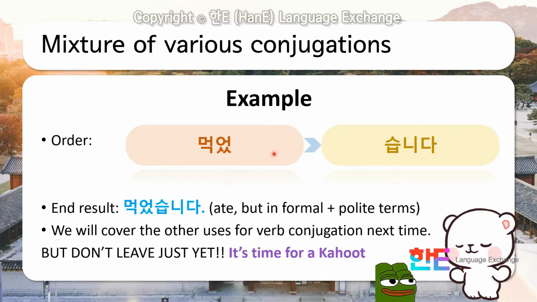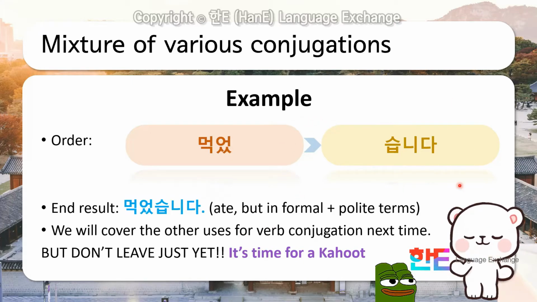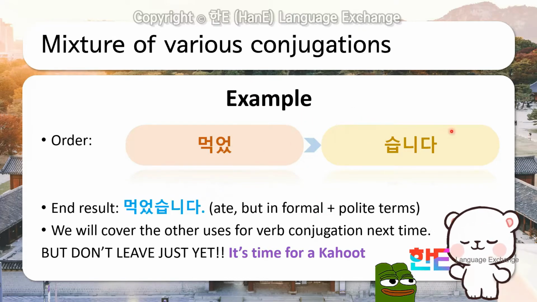영화를 봤습니다. Yeah, so that is basically how you mix them together to have a more complex conjugation that takes both of them into account. So the tense and the formality and politeness, all at the same time. So that is what I mean by conjugations can convey all of those without the need of additional particles or other words. Make sense?